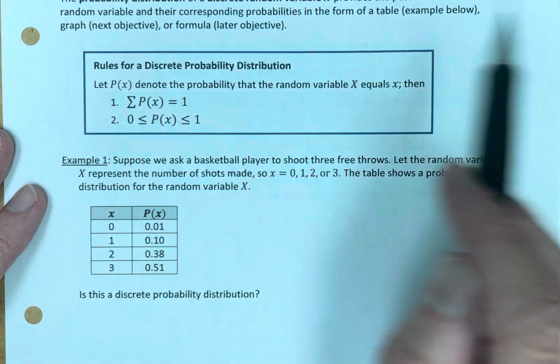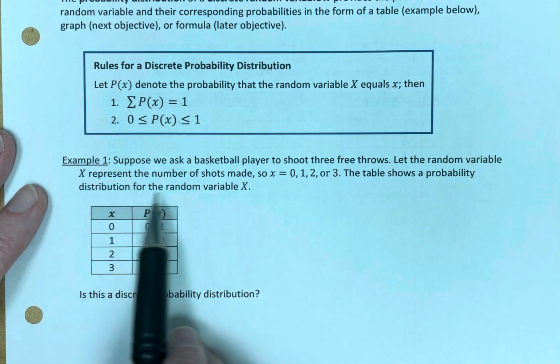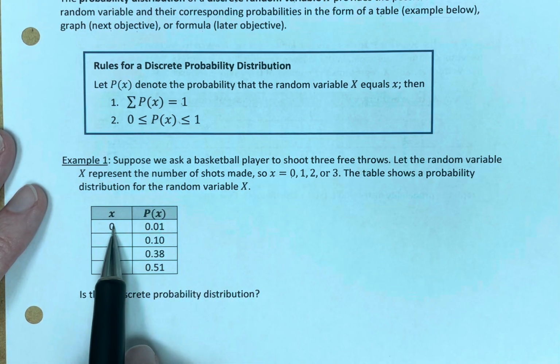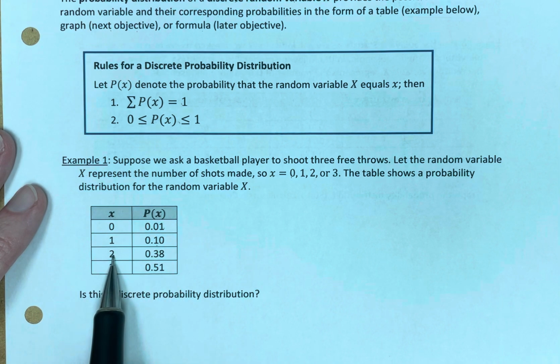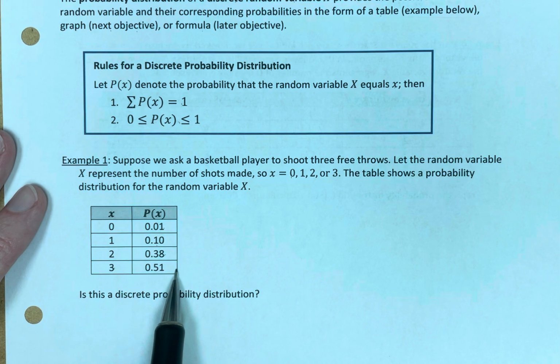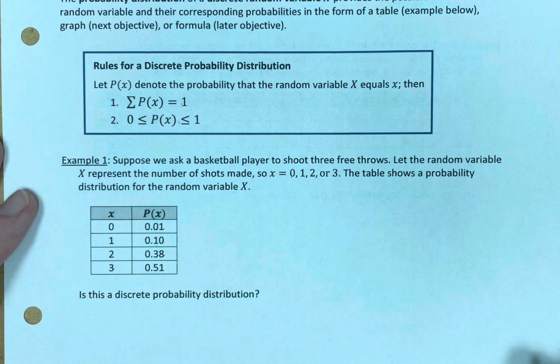So back to here, we're doing the form of a table for the random variable x, number of shots made. And we're told that for 0 shots made, there's a probability of 0.01. 1 shot made, the probability is 0.10, which is 10%. 2 shots made, 0.38, 38%. And all 3 shots made, the probability is 0.51, which we know is 51% if we want to read it as a percentage. We're just identifying it: is this a discrete probability distribution?